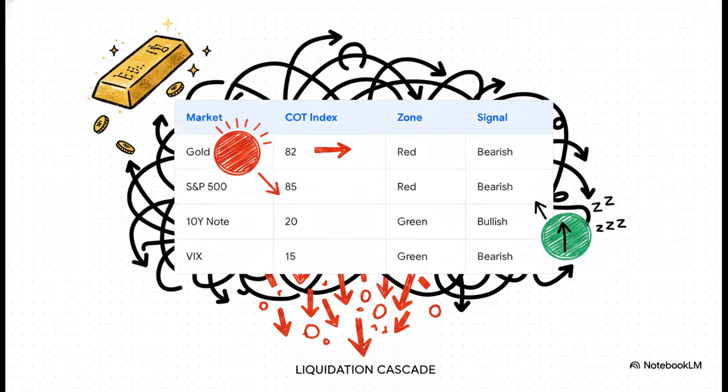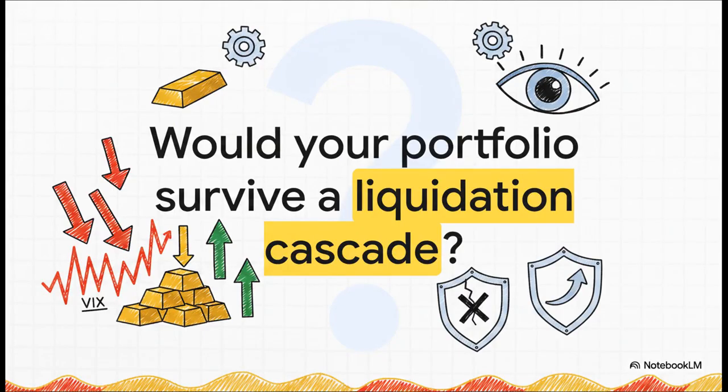With a multi-asset dashboard, you can spot cross-asset systemic risk at a single glance. In this mock case study, gold is in the red zone at 82. The S&P 500 is overbought at 85. And the VIX is flashing green at 15, indicating extreme, dangerous complacency. This tells us the entire speculative community is partying at the exact same time, vastly elevating the risk of a cross-asset liquidation cascade.